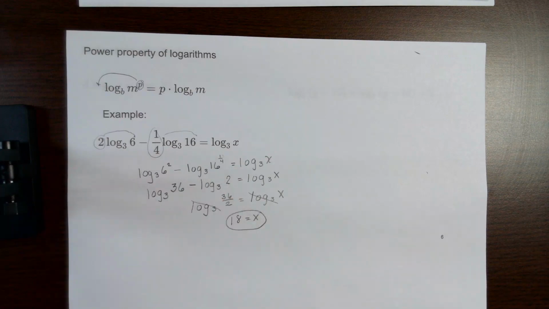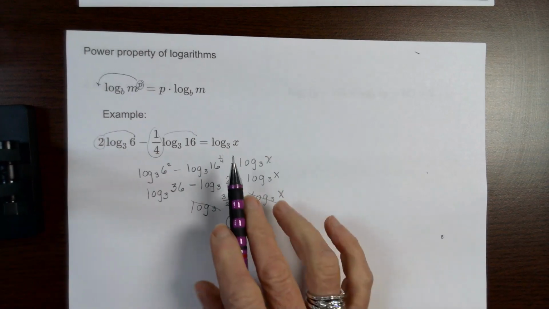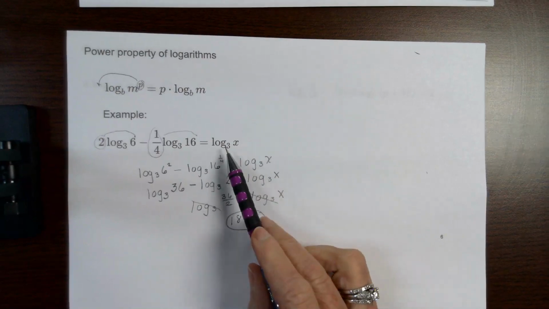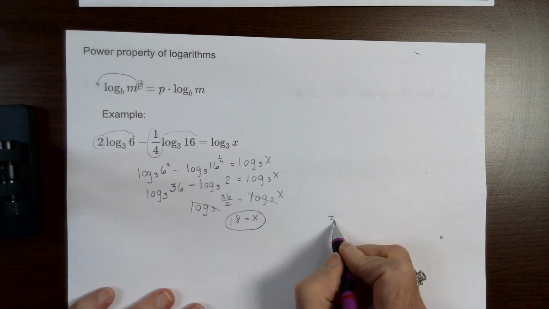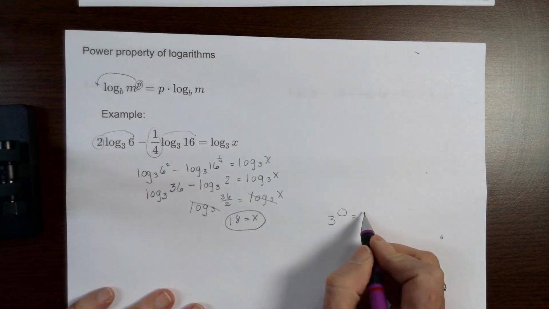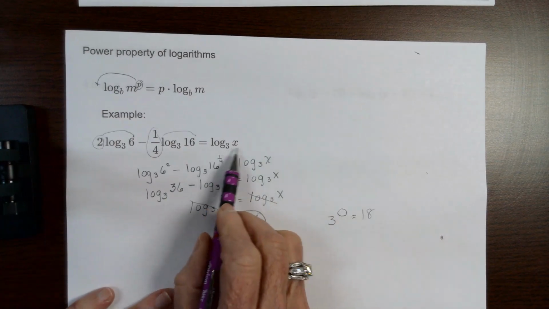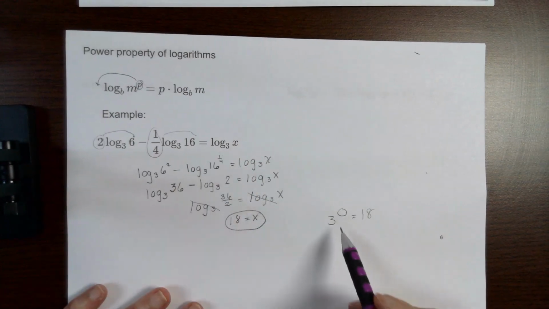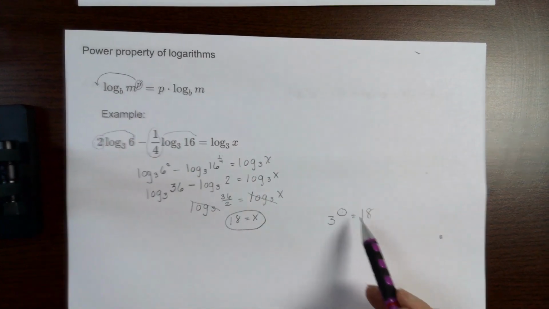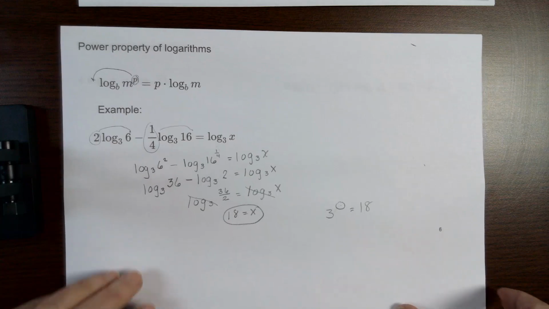And you would have to plug it back in for the x to make sure it doesn't make anything undefined. And you literally can have 3 to some power is going to equal 18. So you would go backwards here and take this and put it in exponent form, and there is something you can put right there that will raise 3 to equal 18.